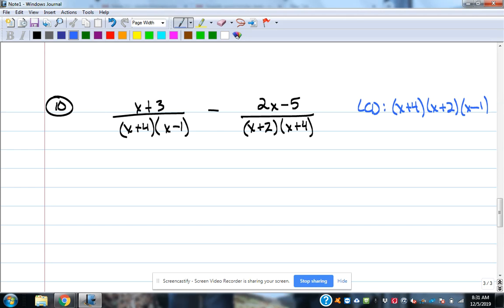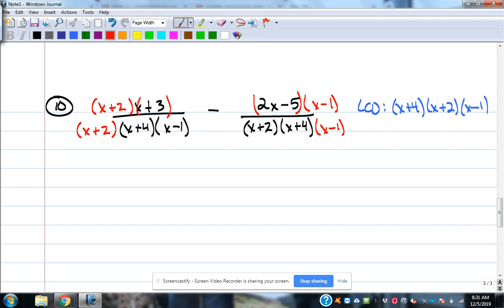So the first fraction, what part does it need? The x plus 2, right? So I'm going to multiply top and bottom by x plus 2. The second fraction, what does it need? x minus 1. So multiply top and bottom by x minus 1.